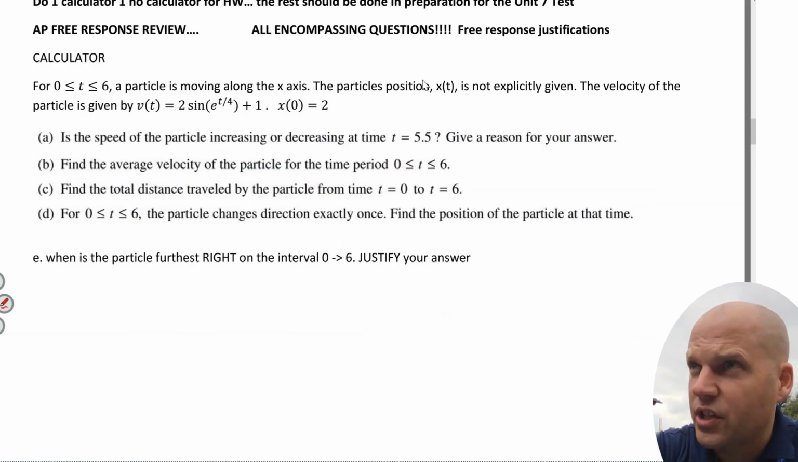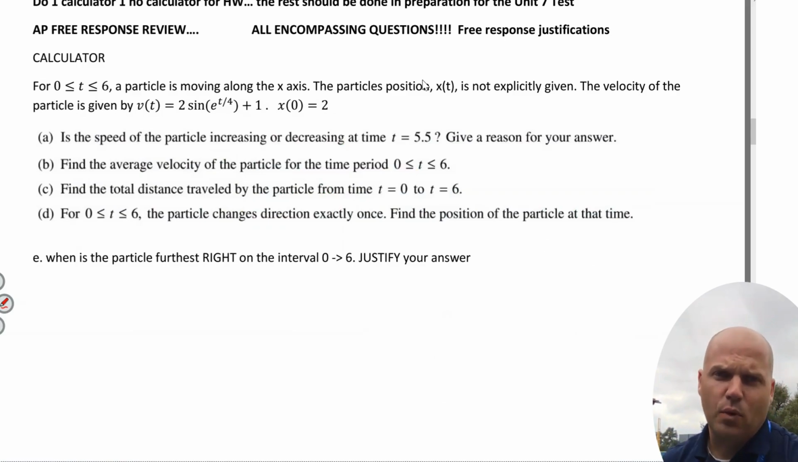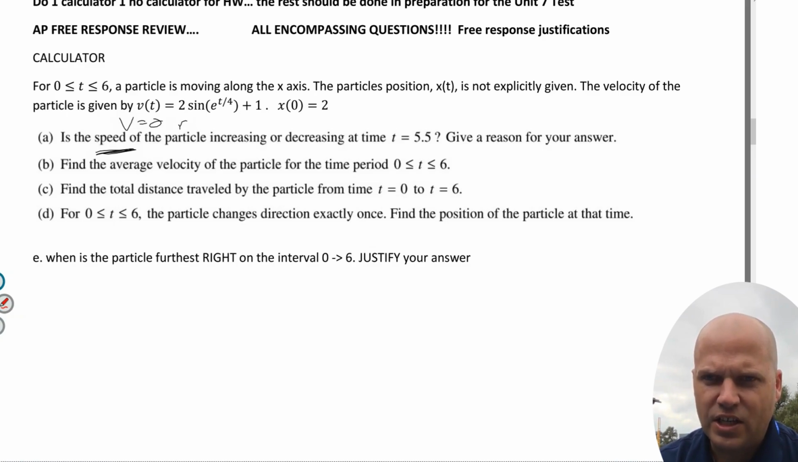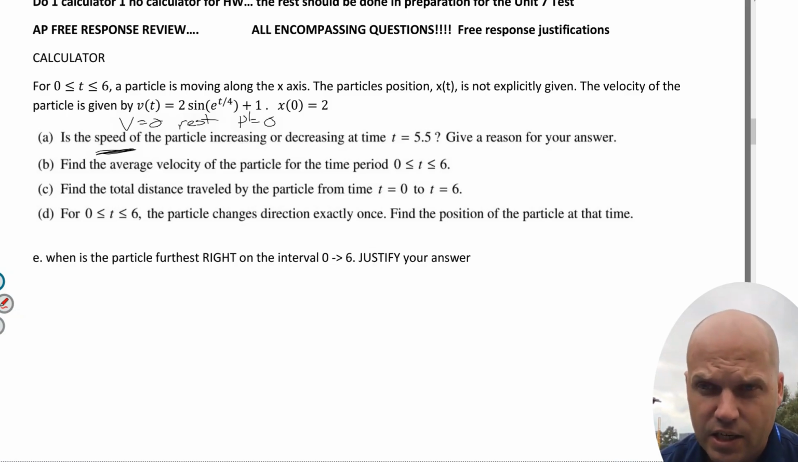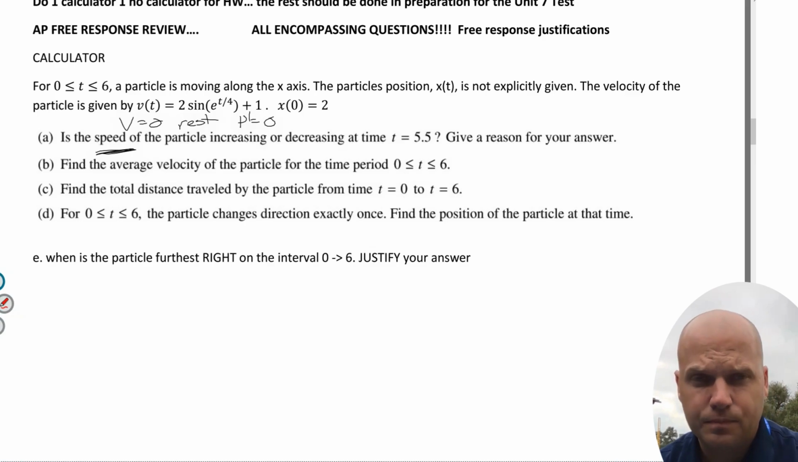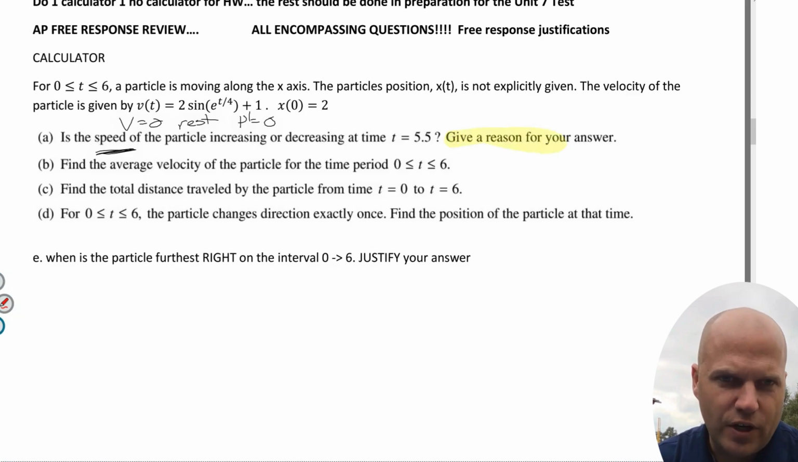Is the speed of the particle increasing at t equals 5.5? Give a reason for your answer. Well, speed is all about velocity's relationship to 0. If velocity at 0 is rest, when your derivative is 0, you're constant, your position is constant. So the question is, are our velocities going further away from 0? Now, here we go. Give a reason for your answer.